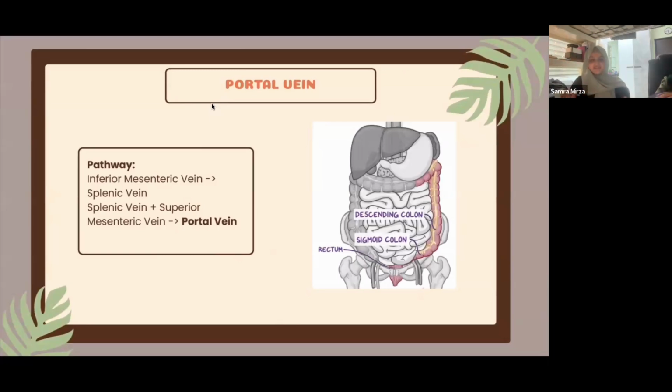Okay, lovely. So I'm just gonna do a quick little review session with you guys. Can anyone name the three branches from the celiac trunk? You can do it in the chat, or you can unmute, whatever is comfortable. Left gastric, splenic, and common hepatic. Lovely. You guys are doing a really good job. That's it. Perfect.